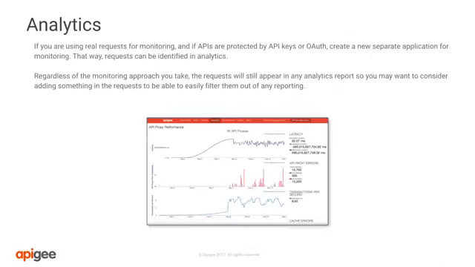If your APIs are protected by API keys, OAuth, or some other authentication scheme, you might consider creating an application solely for the purpose of monitoring. This will help you exclude monitoring calls from your analytics when trying to understand traffic patterns and provide an easy dashboard for viewing health status.